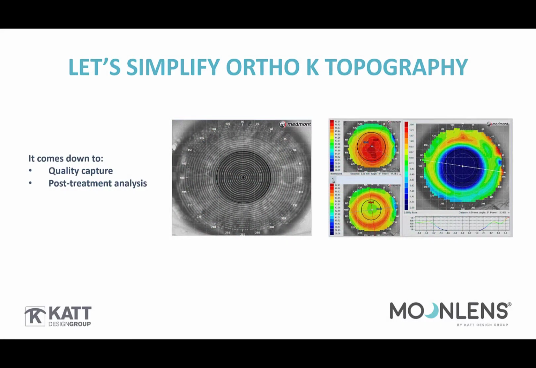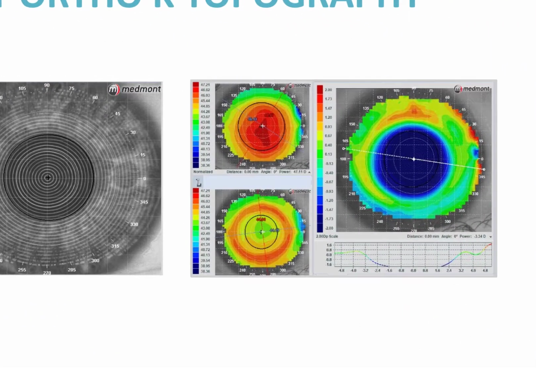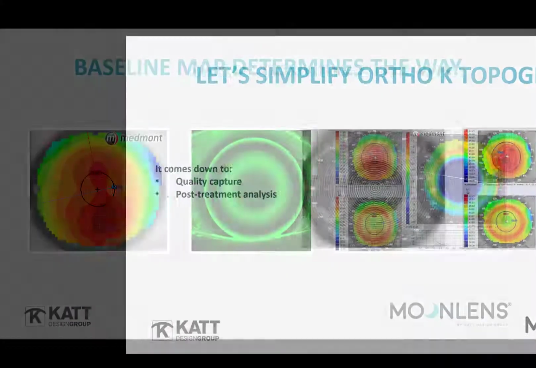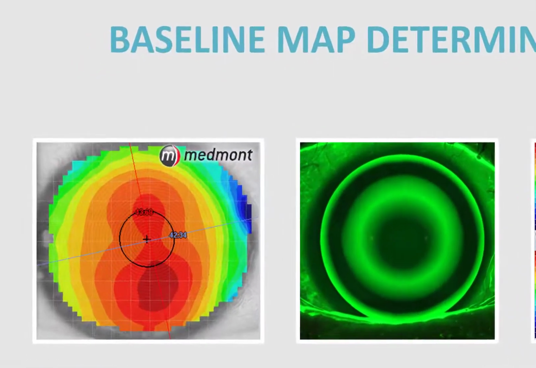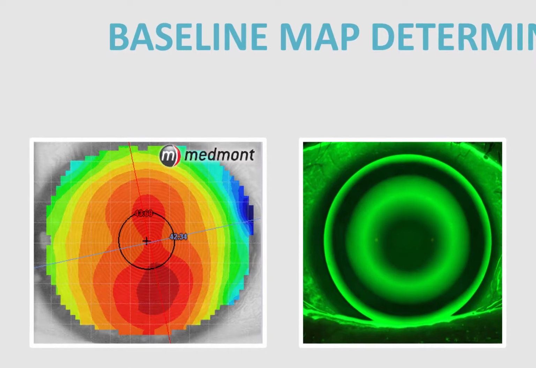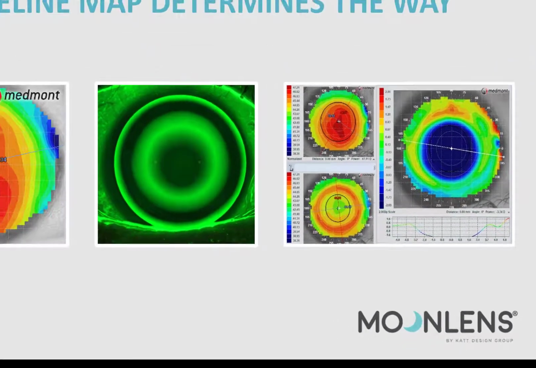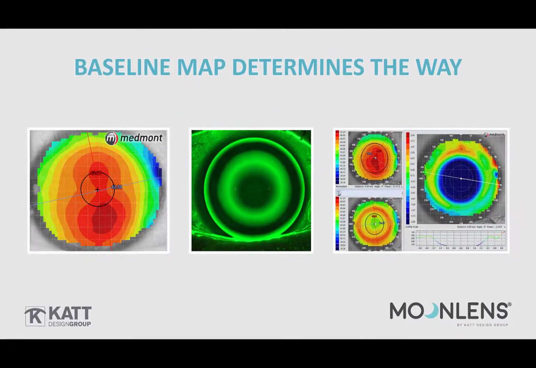Ortho-K topography comes down to two very important considerations: quality pre-treatment captures and a clear understanding of how to assess the post-treatment outcomes. Consider that the baseline pre-ortho-K topography determines the initial lens parameters, determines the fit, comfort, effect, and success of MoonLens treatment, and ultimately how efficient the procedure goes for you and the patient. With this in mind, the baseline topography is the most important map you ever take.